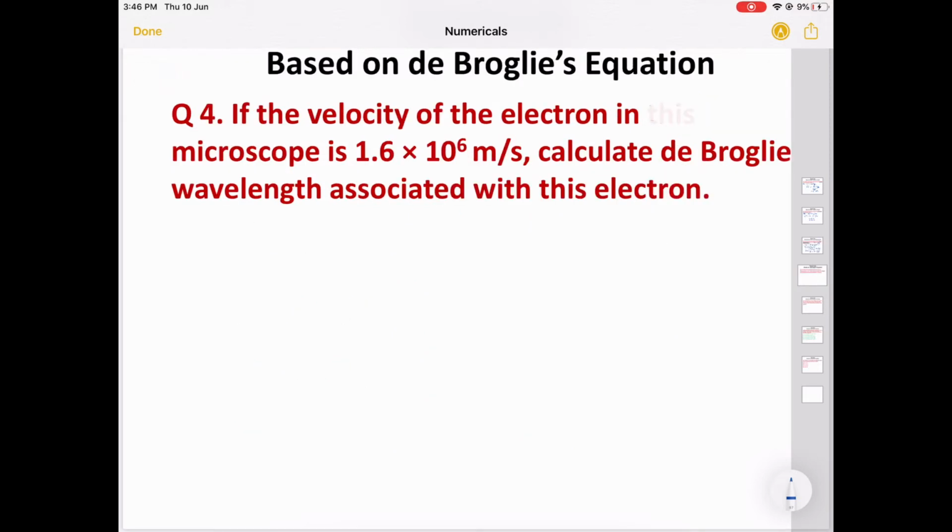Next numerical is based on de Broglie's equation. If the velocity of the electron in microscope is 1.6 into 10 raised to power 6 meter per second, calculate de Broglie's wavelength associated with this electron. So the formula for this is lambda is equal to h upon mv.